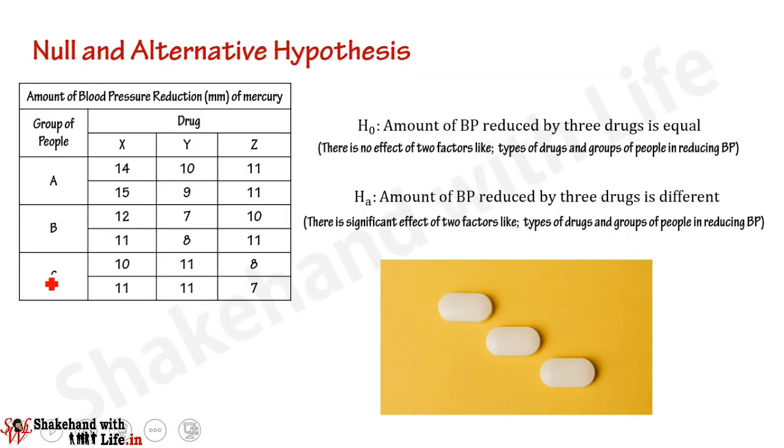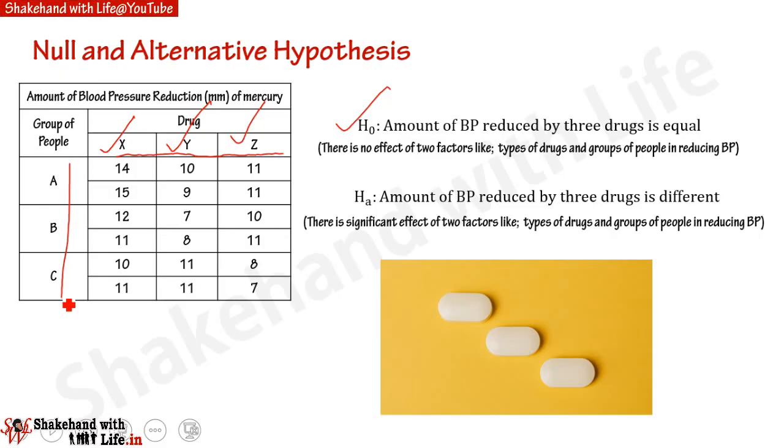Now to solve this problem, we first state the null and alternative hypothesis. So here the null hypothesis is that the amount of BP reduced by the three drugs is equal. This implies that the mean amount of BP reduced by drug X, the mean amount reduced by drug Y and the mean amount reduced by drug Z, all three are equal. This implies that there is no effect of the two factors, the types of drugs and the group of people, in reducing blood pressure. So this is our null hypothesis.